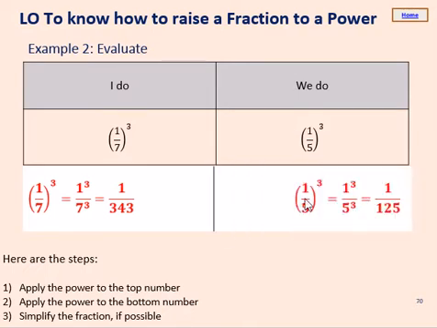So for the next one, a fifth to the power of 3, we apply the power 3 to the 1 and the 5 and then calculate both. 1 to the power 3 equals 1, 5 to the power 3 equals 125.